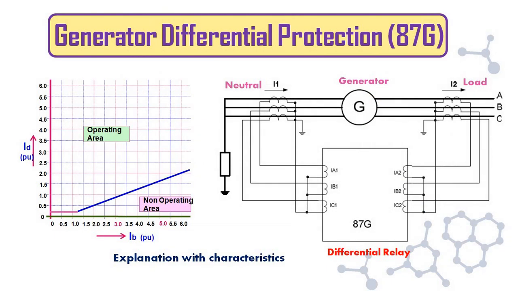Generator differential protection. The protection of a generator is very much essential in order to avoid the catastrophic failure of a generator or in order to avoid further damage to a generator. So in this video we will discuss the generator differential protection using a differential relay 87G. We will explain it with the characteristics of a differential relay.